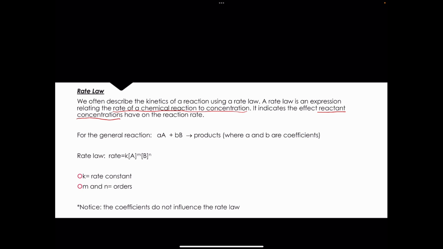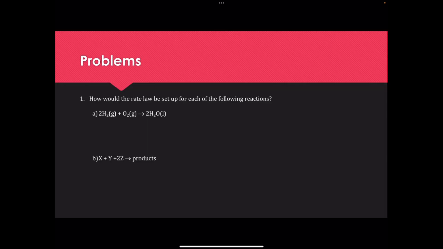So notice from our balanced equation, the only thing that's appearing in that rate law are the reactant formulas. These coefficients, a and b, they do not influence that rate law. So we can look at a problem in which we set up rate laws for reactions. We should be able to take any balanced equation or any equation and write what we can call a generic rate law. And so for A, we've got hydrogen reacting with oxygen to produce water.